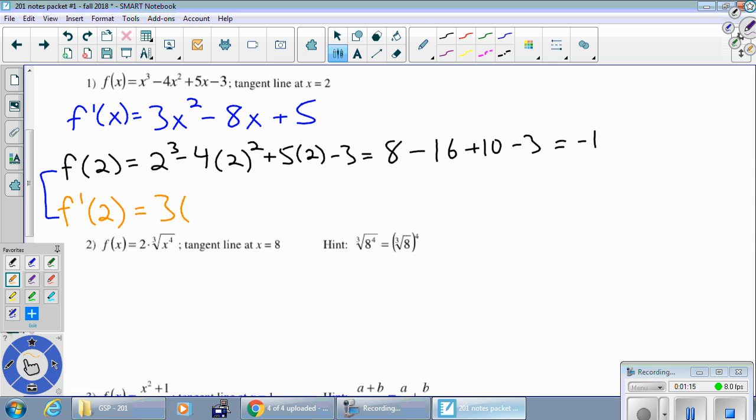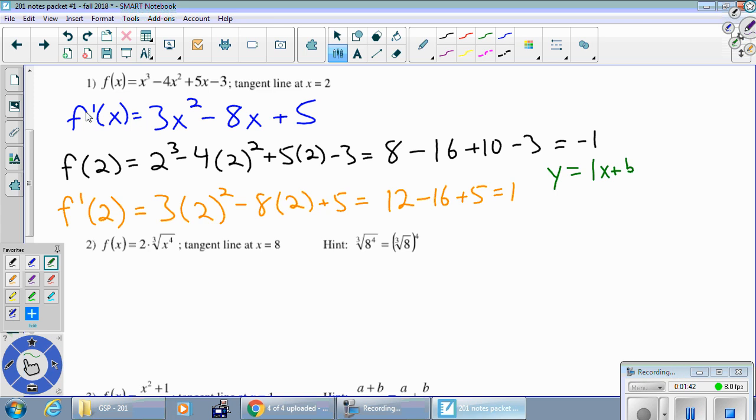So we're plugging 2 into the derivative. And so we get 3 times 4, that's 12, minus 16 plus 5. I think that's equal to 1. And now we're going to do our standard mx plus b stuff. The calculus on this one is done. Y equals, so the slope we just calculated is 1x plus b. We're going to plug in the coordinates of our point.